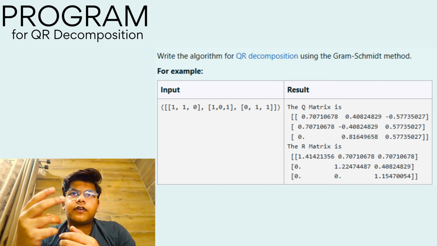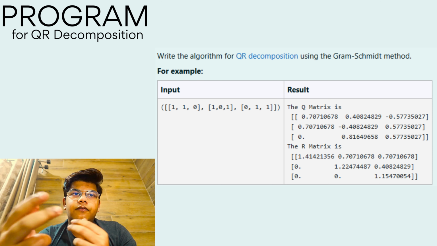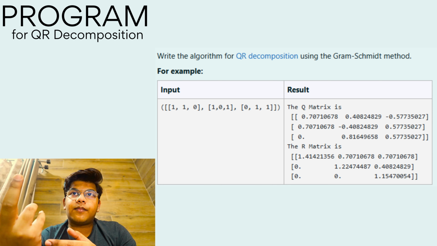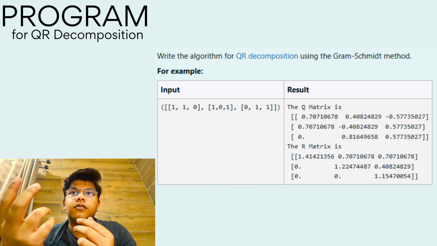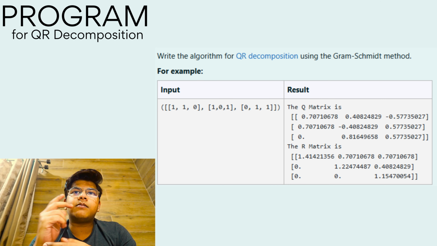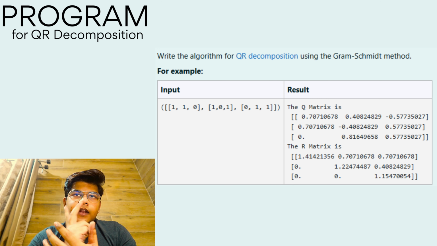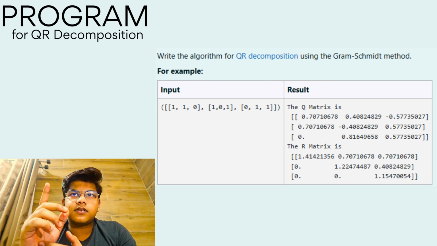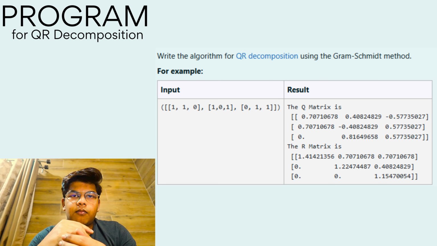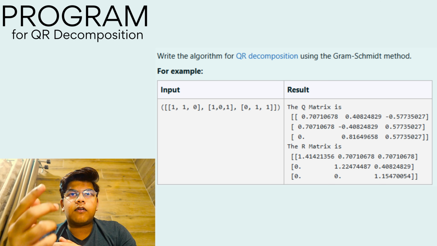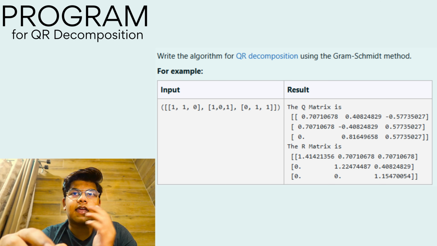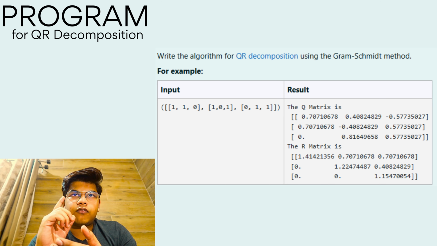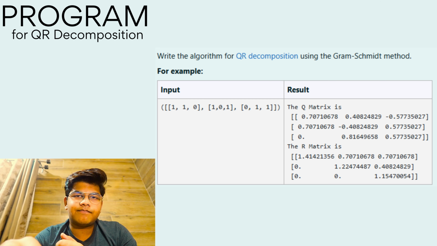So now let's look at the sample question. Here we have a specific given matrix and we need to decompose it into Q and R using the Schmidt method. The main steps involve taking the columns of the matrix, applying the Schmidt orthogonalization process, and then normalizing them to form Q. Once Q is found, the R matrix is calculated as the product of Q transpose and A.